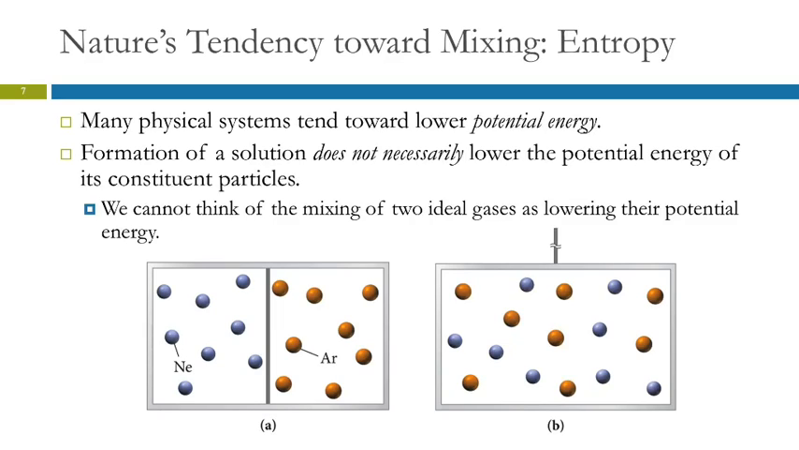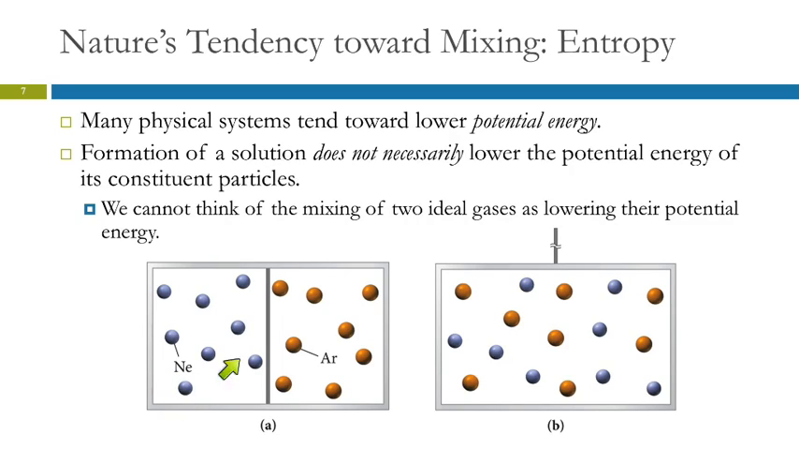Now, many systems tend towards lower potential energy. We've talked about that a lot. That's a driving force behind many things. Forming a solution does not necessarily lower the potential energy. So then why would it happen if it's not energetically favorable? An example here is two gases that are separated, and if you remove the dividing thing, those gases are going to mix. Does that cause them to have a lower potential energy? No. And yet we know that this happens, right?